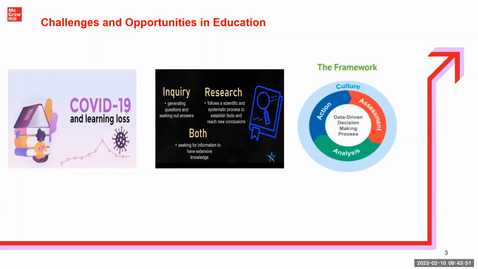So we're going to see if we can touch on all 3 today. But we're going to start out with learning loss and COVID-19. We're going to spend a little bit of time on inquiry in the classroom, and then hopefully we're going to end up with a little bit on data-driven instruction. Now, none of this is going to be in depth. It's higher level ideas that we're working with and thinking about as we walk our way through this.